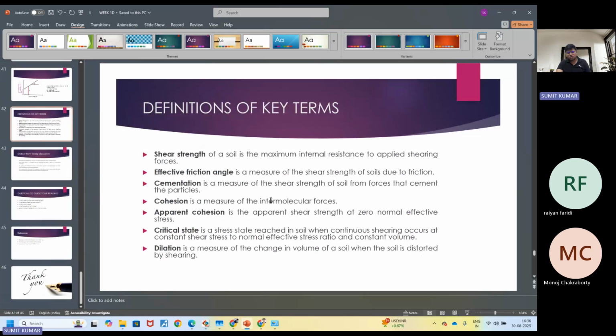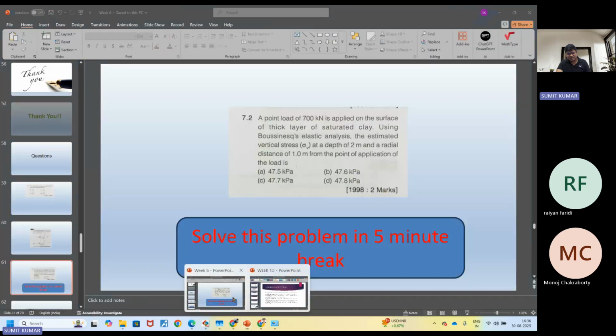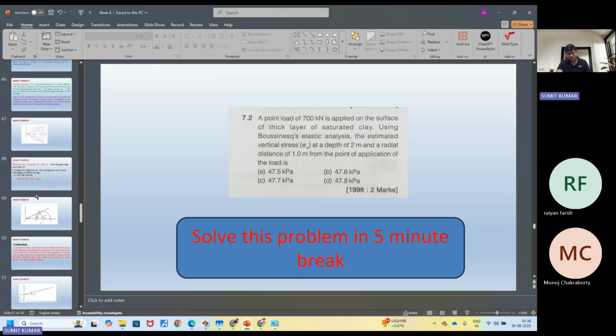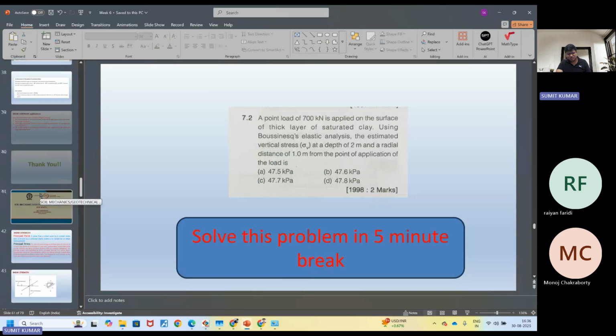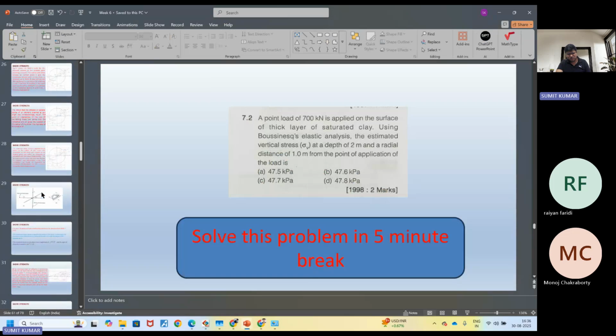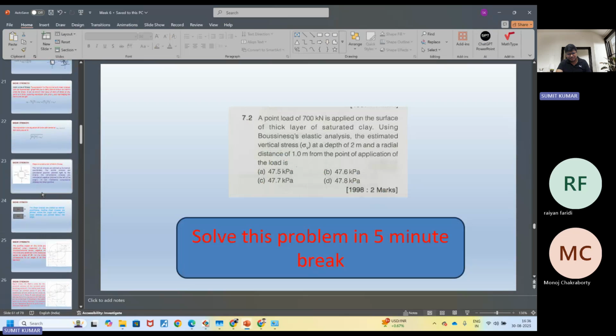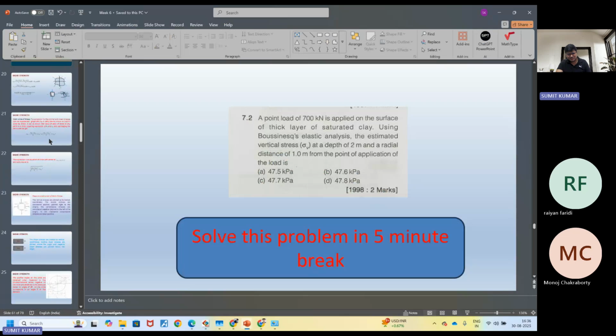Okay, now let's see some other points about the shear strength and its calculation techniques before summing up today's session. So now I will move very quickly, talking about the shear strength.